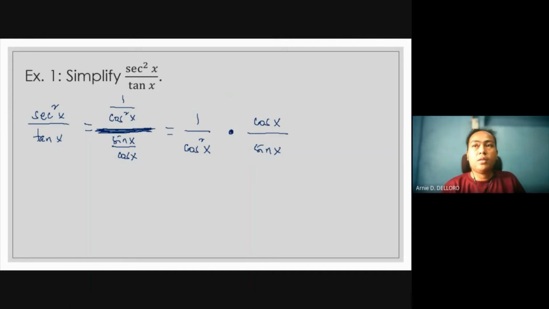Now, if you can still recall, di ba yung mga properties ng equation, we have cosine sa denominator, cosine squared x, and we also have cosine in the numerator. Okay? And using the laws of exponents, di ba, division, yung quotient. We can cancel out cosine. Ang matitira dito sa cosine squared x is simply cosine x.